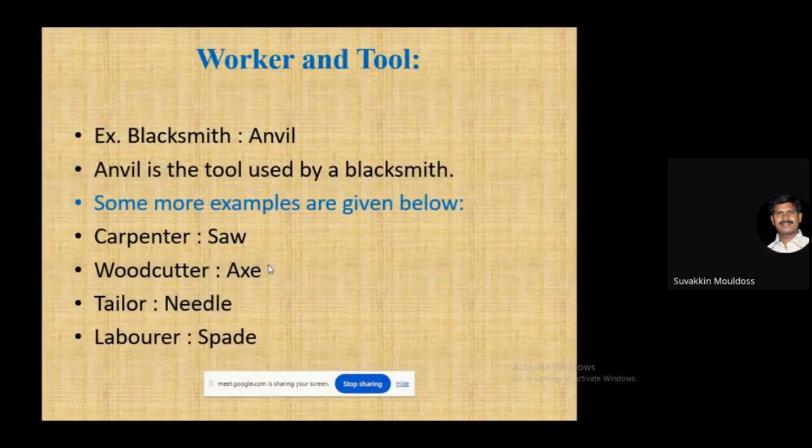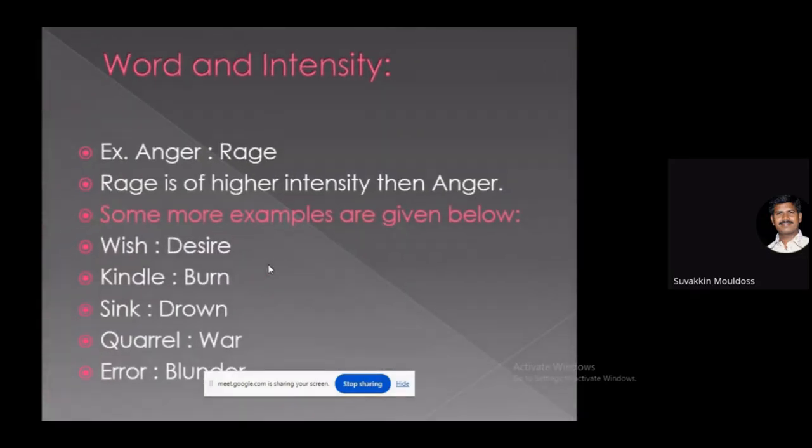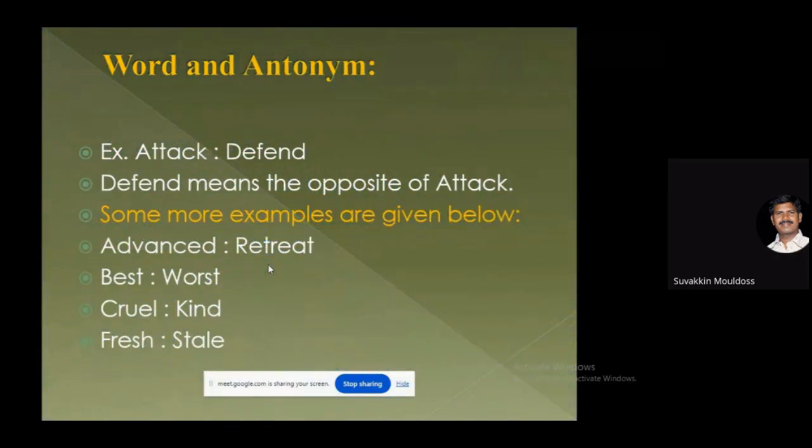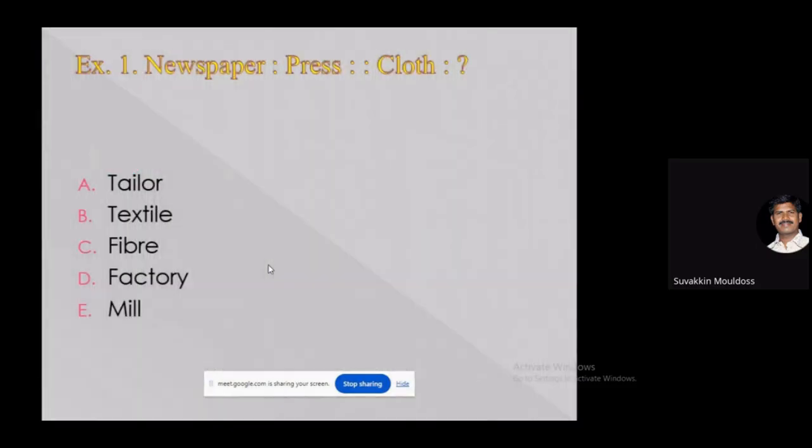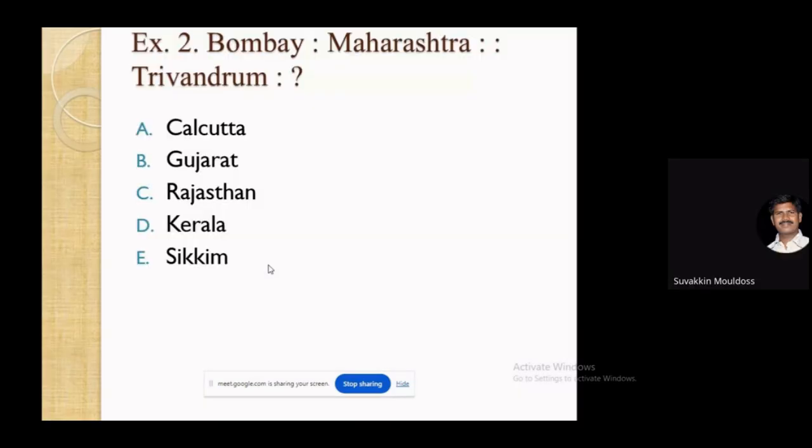Individual and class, worker and tool, tool and action, word and intensity. Anger and rage: anger is the ordinary, the intensity of anger is less, but rage intensity is high. Likewise wish and desire, word and intensity. Likewise word and synonym, word and antonym. Here are some illustrative examples. Newspaper, press. In the same way, cloth is to what? Mill. In the mill only, cloth is made. That we know.